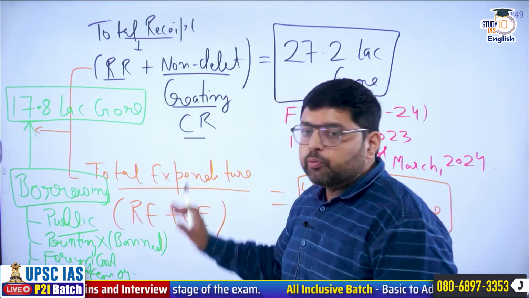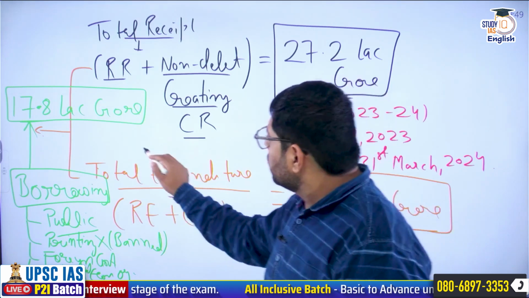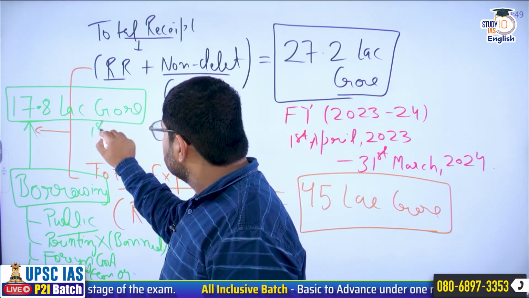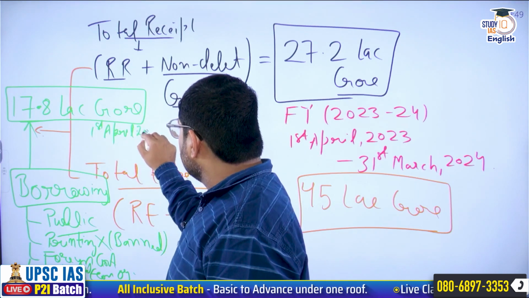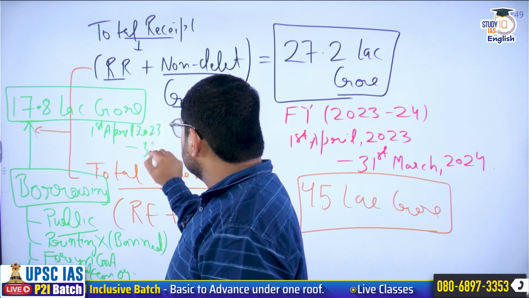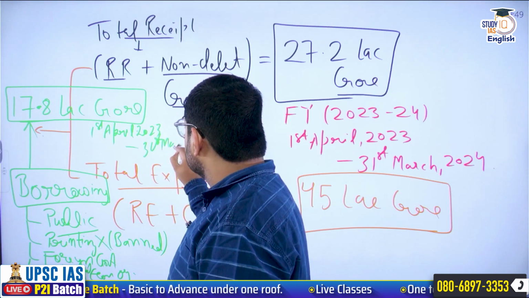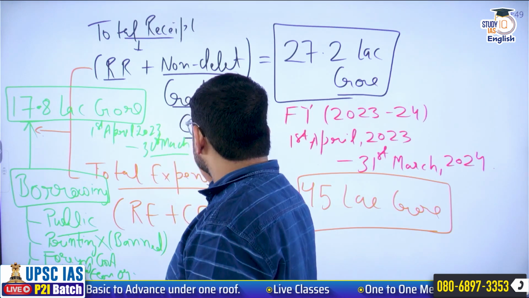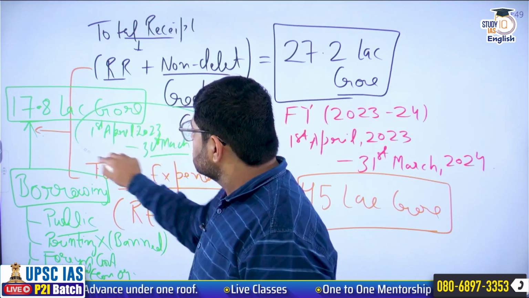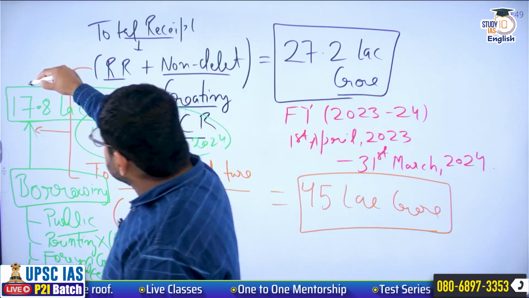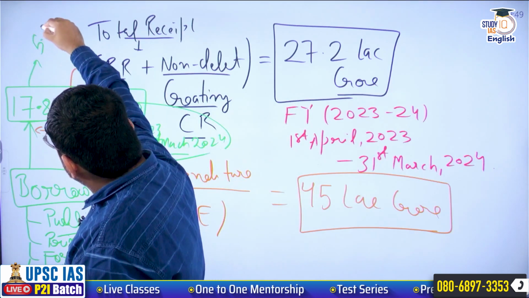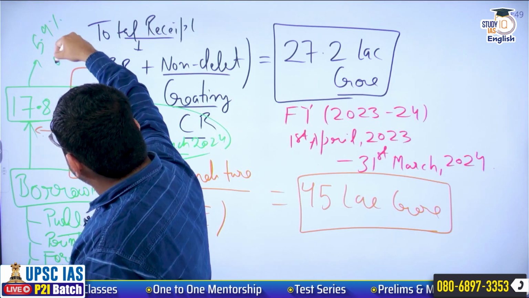Now, 17.8 lakh. So, this is the amount of borrowing that government is going to take in this time period. That is, 1st April 2023 to 31st March 2024. Okay. And this 17.8 lakh crore is 5.9% of GDP.